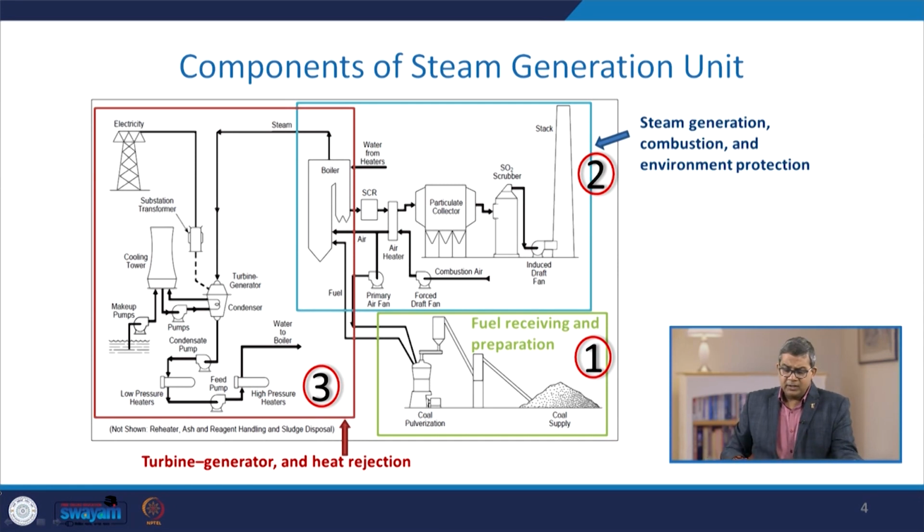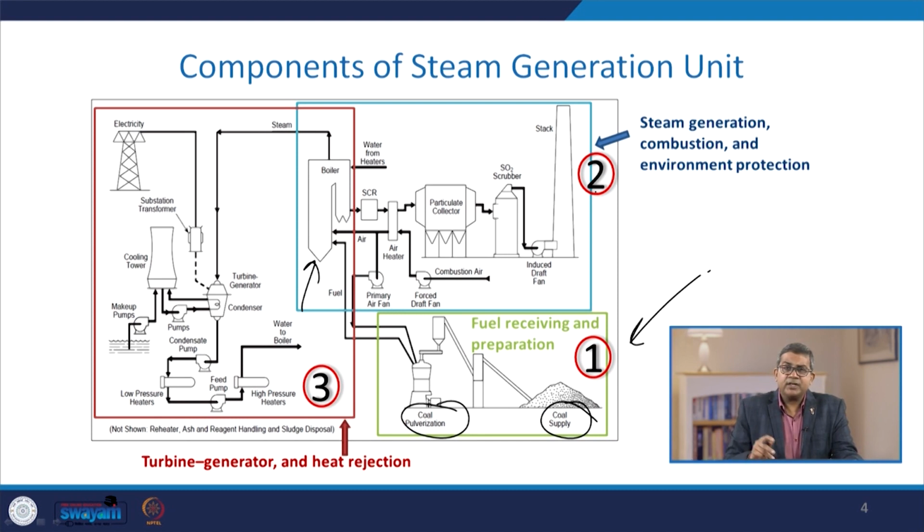Now, here you see the different parts of the turbine generation and heat rejection system. Here you see that the fuel is being received at the fuel receiving station. We are taking the example of coal. So, coal supply, then coal dressing, so that it can be used as fuel for the boiler system.